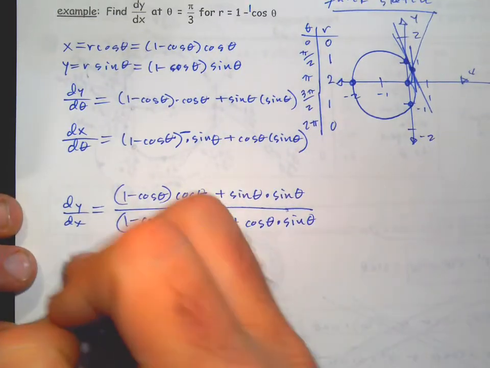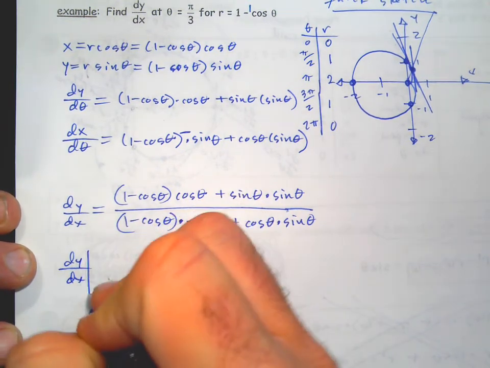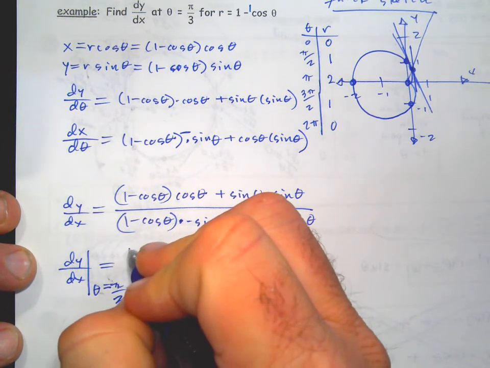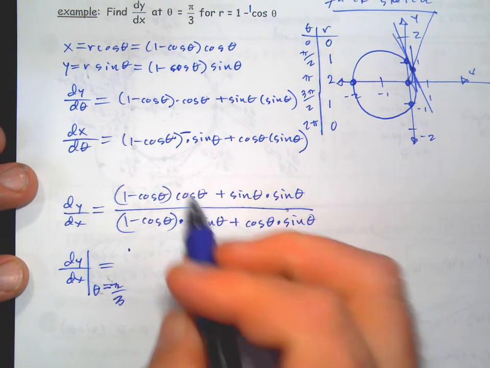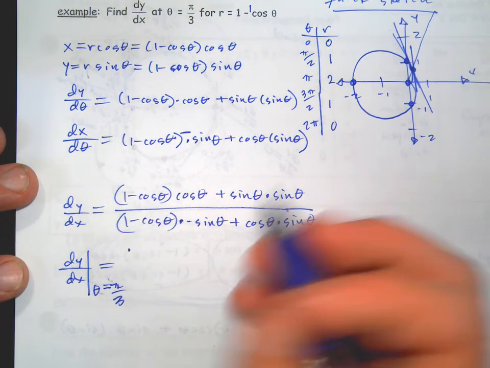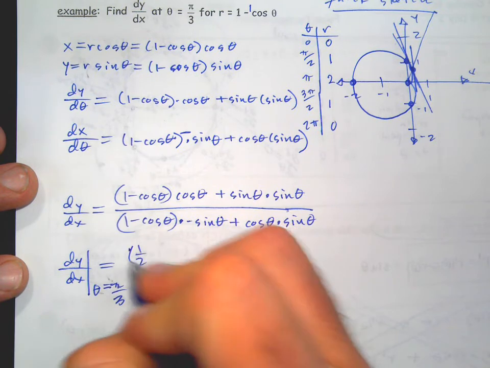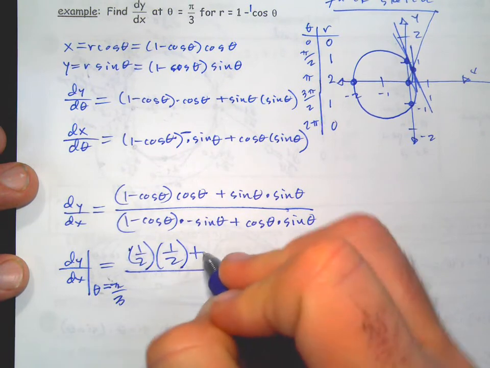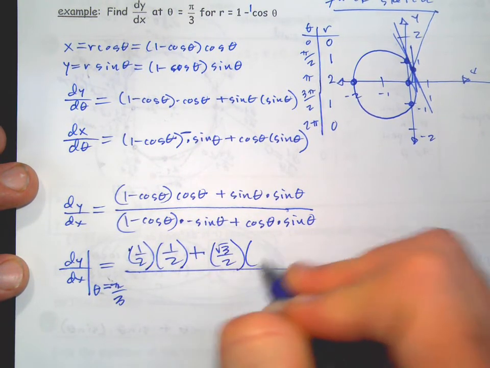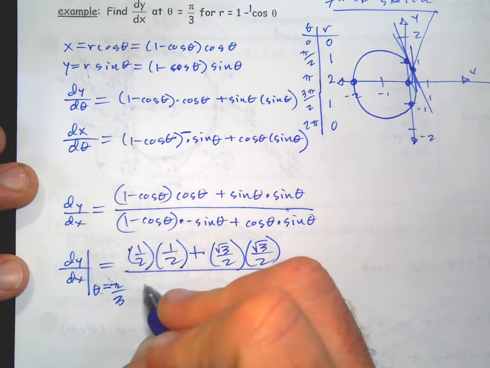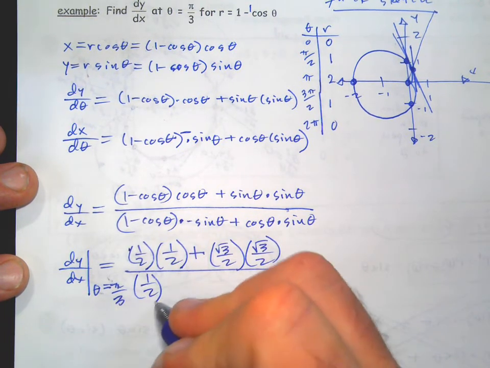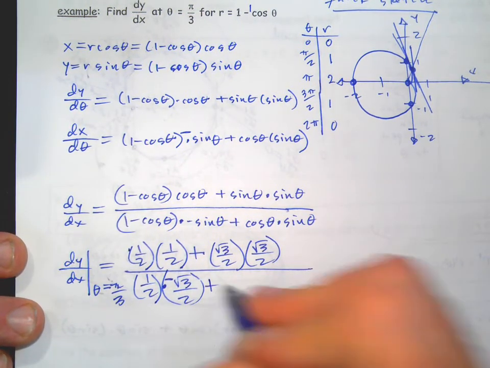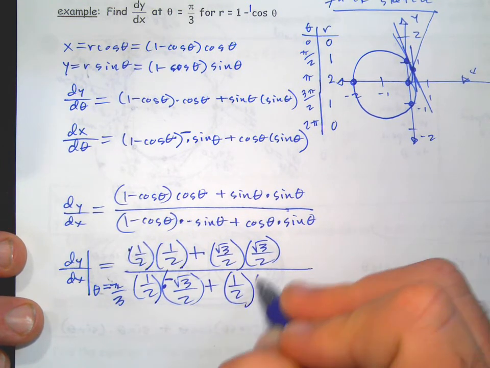Then we're going to plug pi over 3 in. That's when it gets a little tedious, so I'm going to start doing it in my head. Cosine of pi over 3 is 1/2, so 1 minus 1/2 is 1/2. And then it's going to be 1/2, and sine of pi over 3 is root 3 over 2. You can show more work in between. And this is going to be another 1/2 times negative root 3 over 2, plus 1/2 times root 3 over 2.